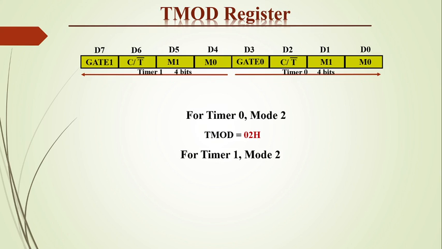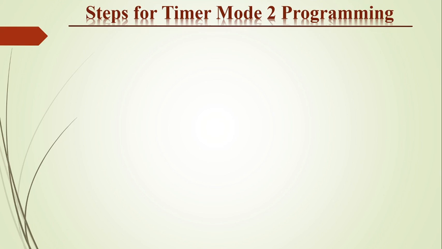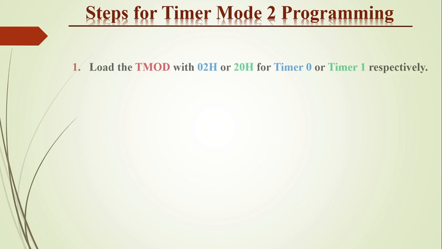So we have to load the value 02H in TMOD to select timer 0 in mode 2. Similarly, for timer 1 in mode 2, we have to use the upper 4 bits of this TMOD register. Here we are loading the value for M1 and M0, that is 10, to select mode 2. That means we have to load the value 20H in TMOD to select timer 1 in mode 2.